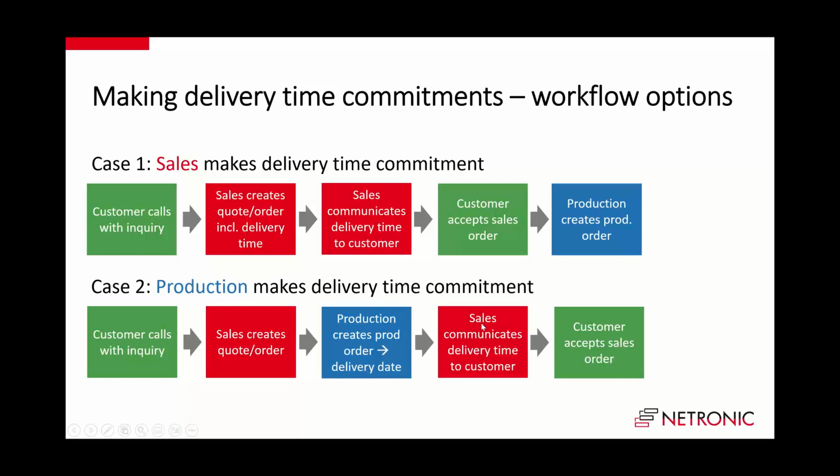Then sales communicates it to the customer, and if the customer accepts, we create the sales order. And then if we did the production order before, we already have it in the system. If we didn't make the production order before, we need to make it here. But here, production has to fulfill what sales promised, and here production has to fulfill what production promised. So I think these are two really different cases, depending on how you are organized, and which of your departments you want to have in charge of this.